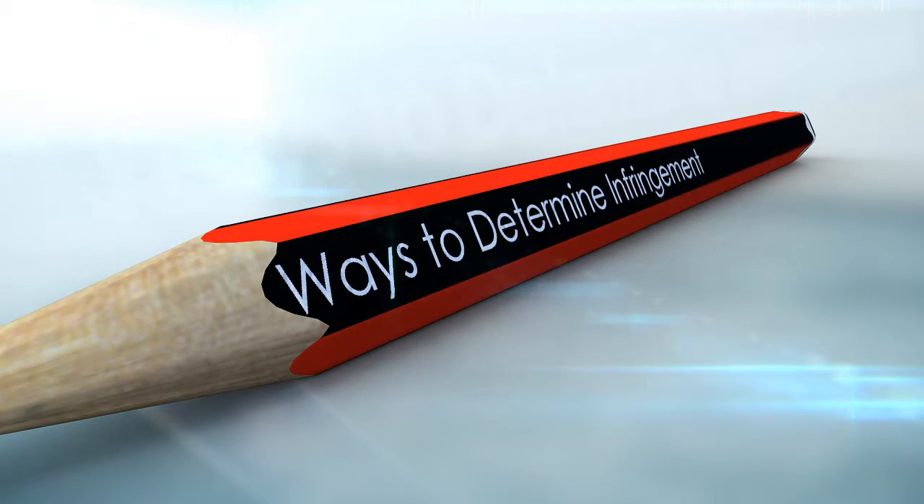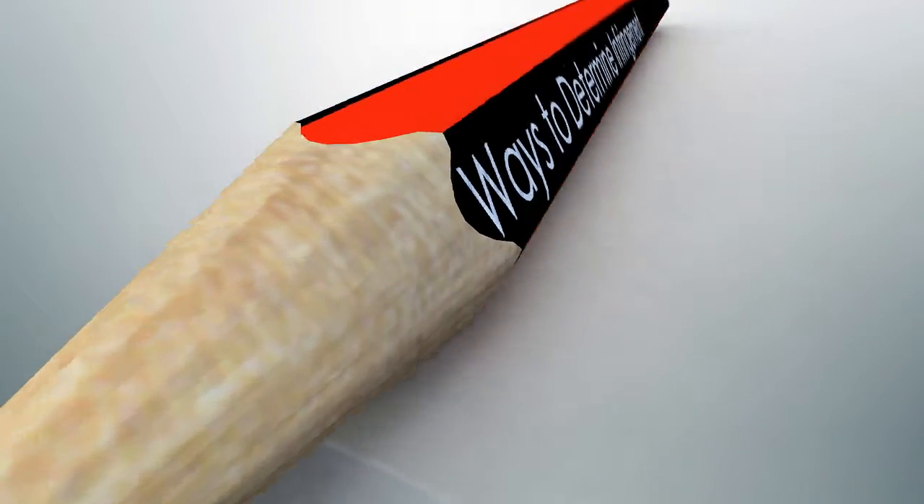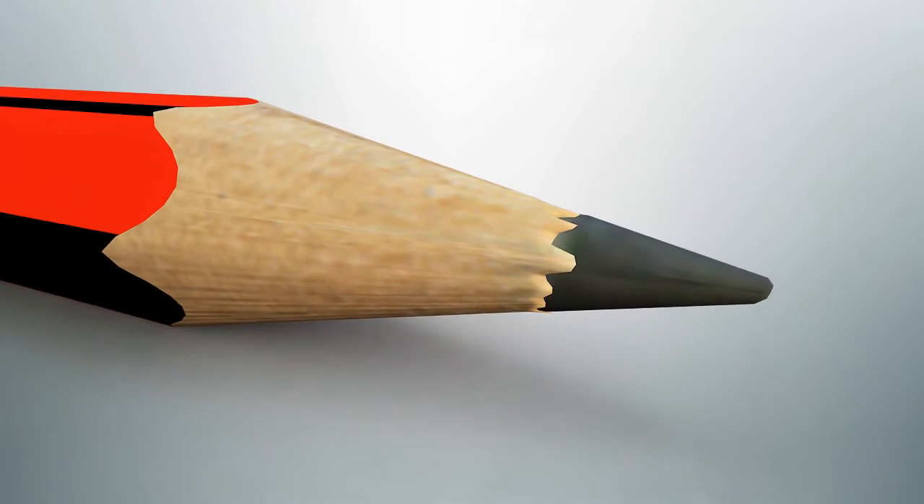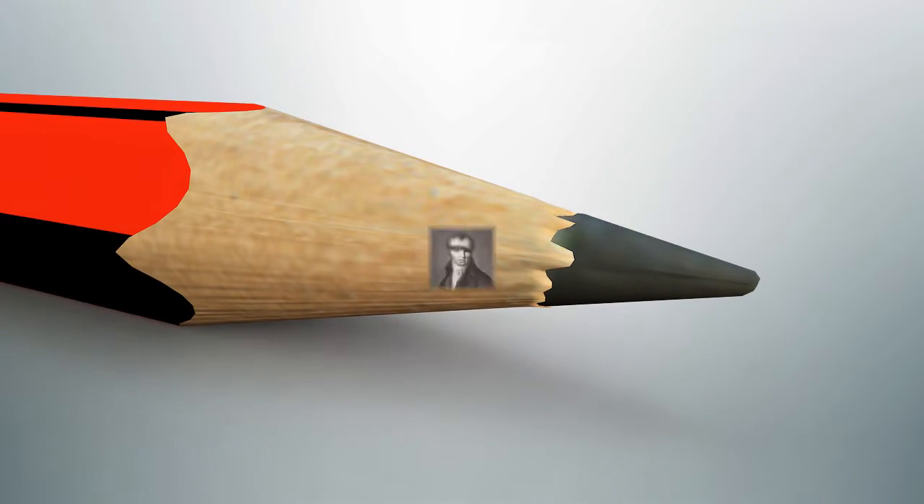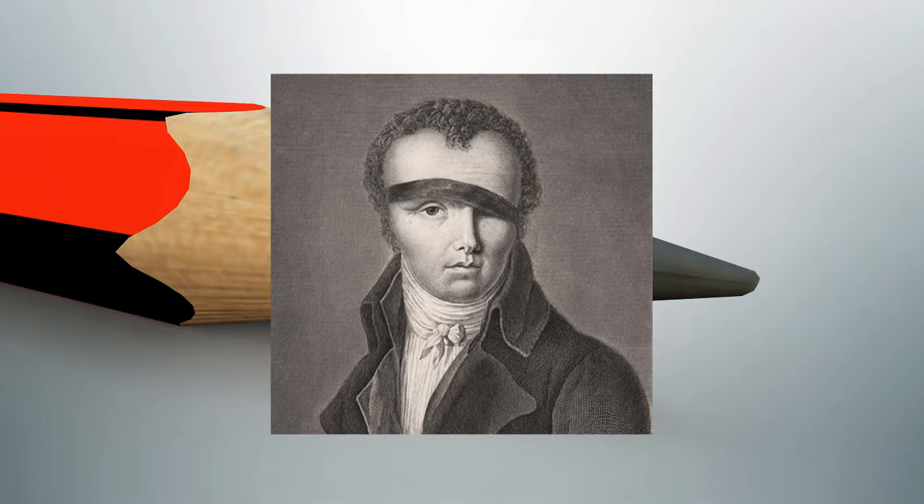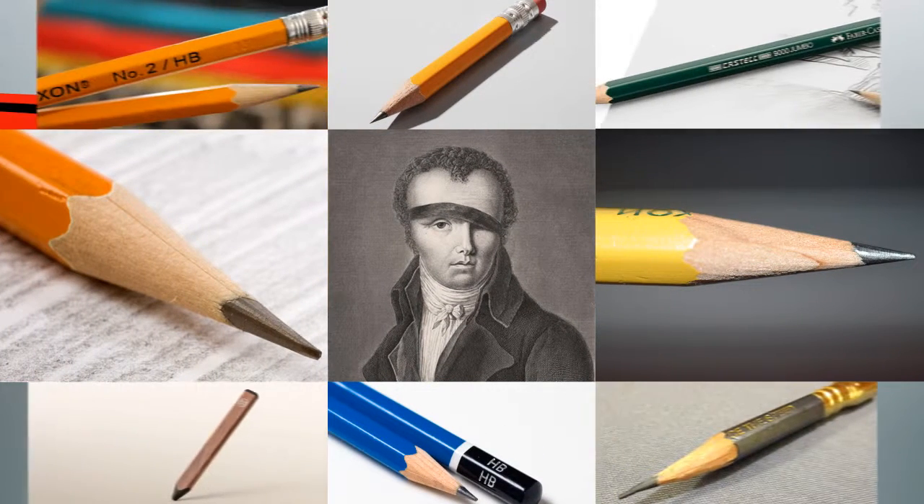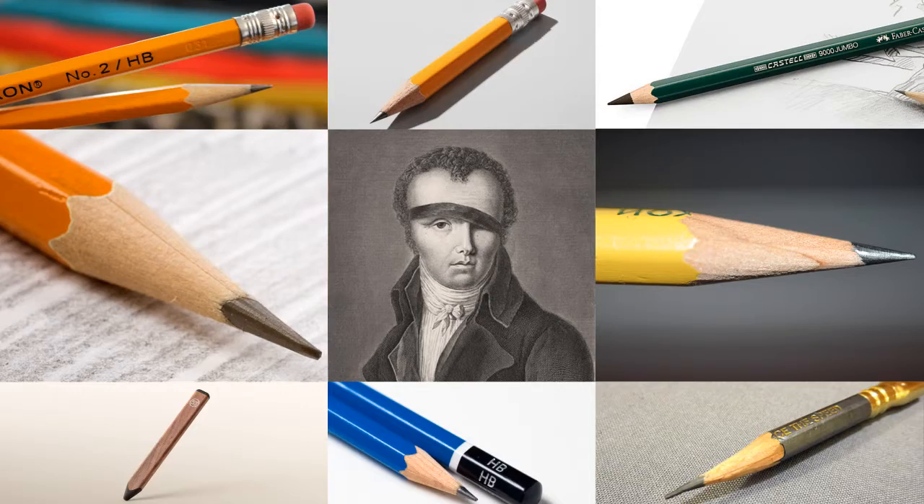Ways to determine infringement. A pencil, made out of black lead and wood, is the most basic form of a writing utensil. In 1765, the French chemist and painter Jacques Conté invented a way to make pencil lead, and thanks to him, we can use the pencils we have today.